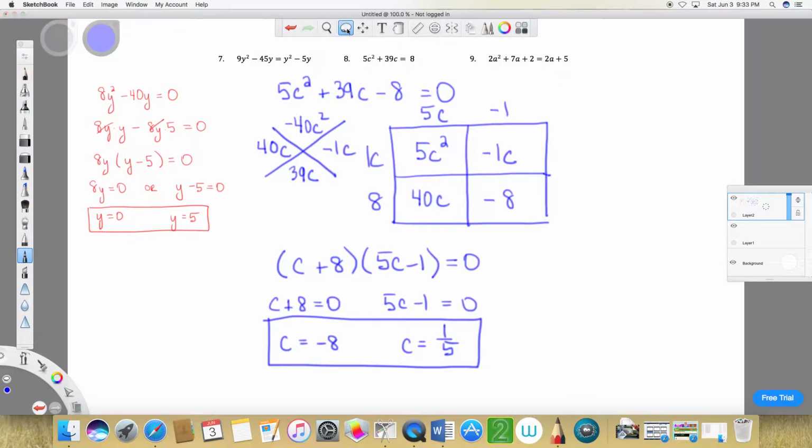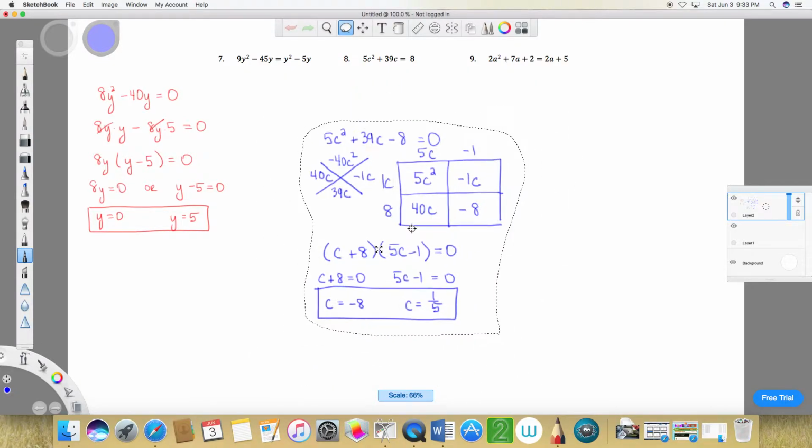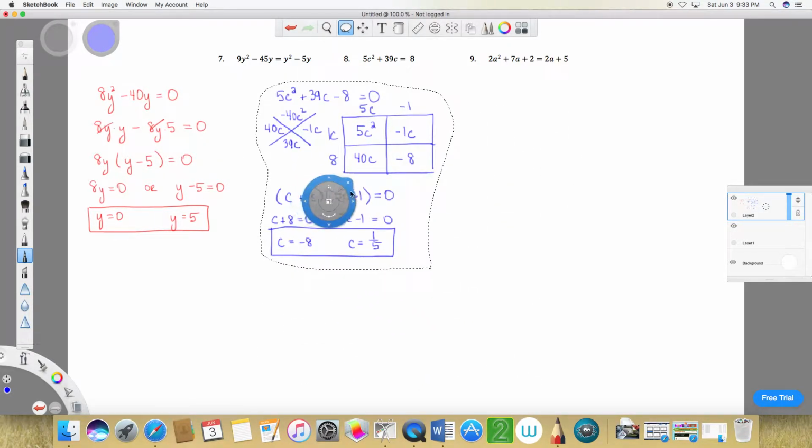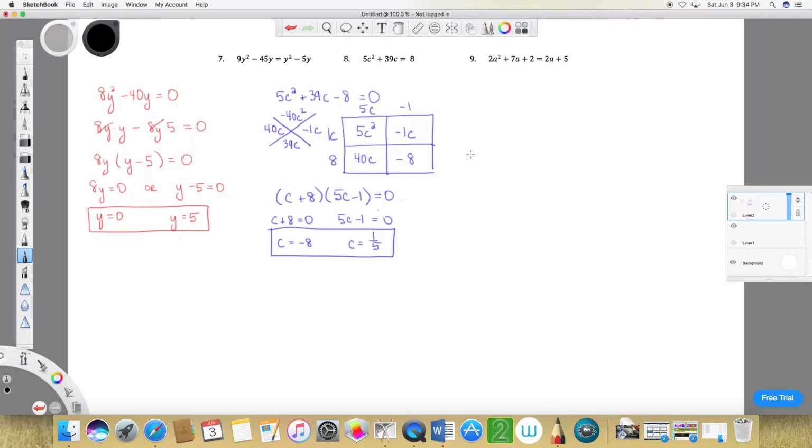All right, so let's take a look at number 9. So this is a quadratic equation, but it's not in standard form. Let's leave the 2a squared where it is because I like to have a positive leading coefficient. Let's take away 2a from each side. 7a, take away 2a's will leave me with 5a's. Let's take away 5 from each side, and 2 minus 5 is a negative 3.